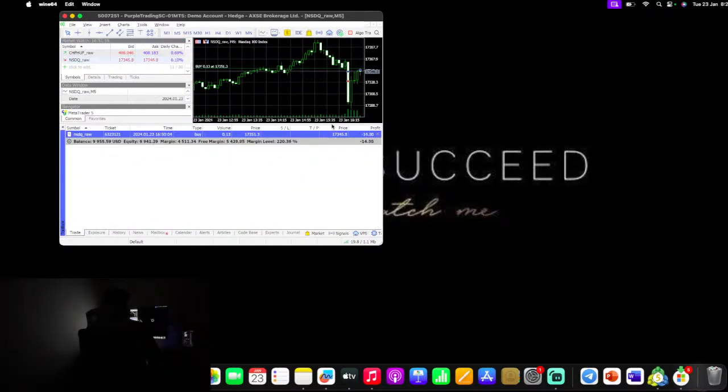So this is our trade which we have opened. Let's put the stop loss here, 17320, I guess.